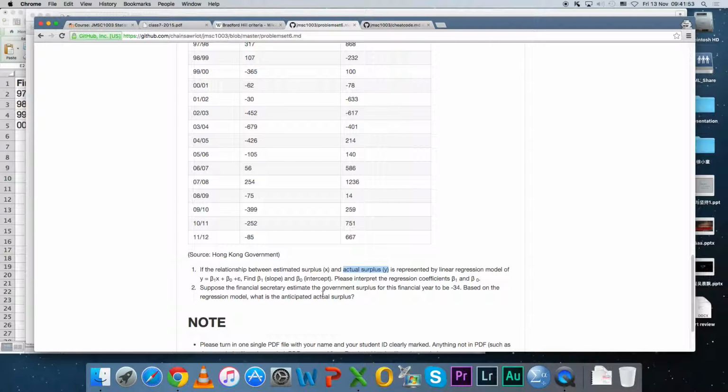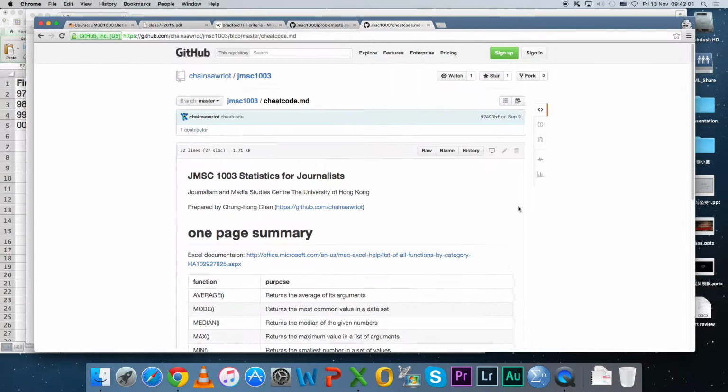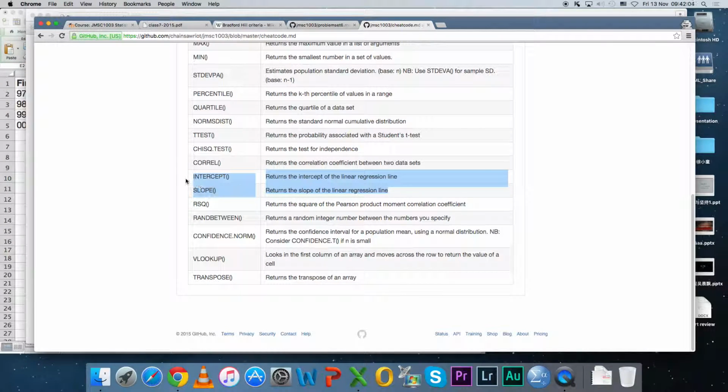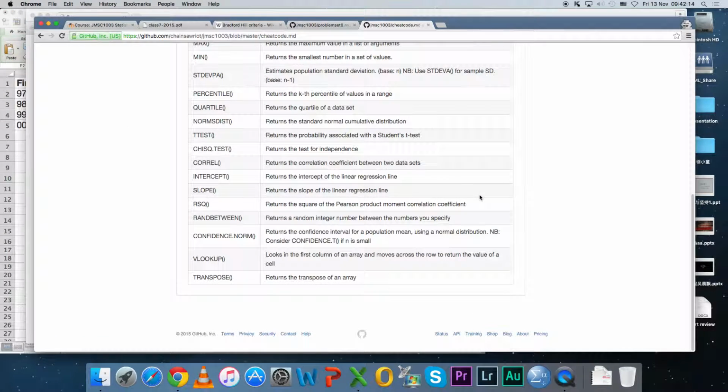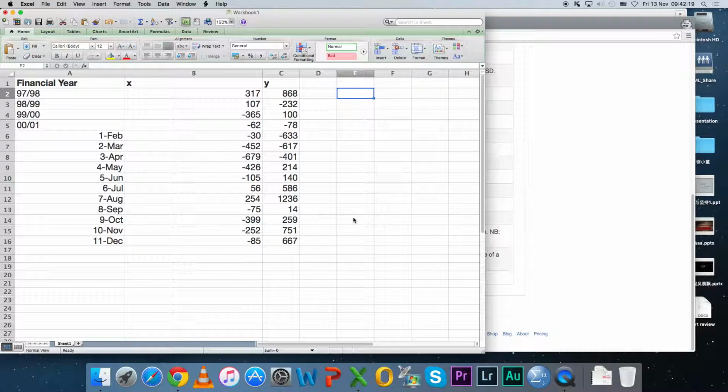And then we need to find the beta 1 and the beta 0, meaning the slope and the intercept. And in the cheat code, it actually tells you how to find the intercept and the slope of a linear regression line. So it's actually very straightforward. For the slope, the function is called slope, okay, which is intuitive enough. So the slope, or the beta 1, is equal to slope.